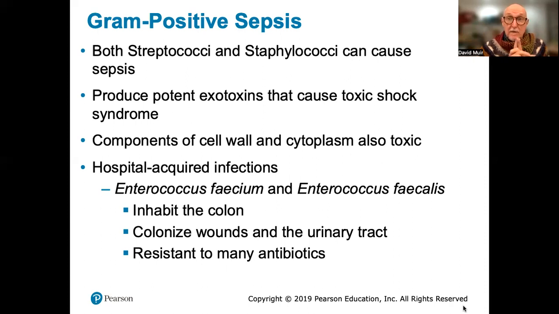Gram-positive sepsis can also be caused by other enteric bacteria, such as Enterococcus. There are two species, particularly Enterococcus faecium and Enterococcus faecalis, slightly different species. But this arises as a nosocomial or health-acquired infection.